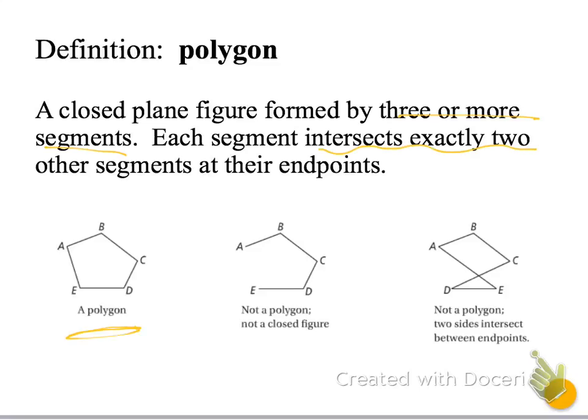So here we have a polygon. This isn't a closed figure, so it's not a polygon, and this is not a polygon because two sides intersect between endpoints. It creates two different polygons, but not one singular polygon.